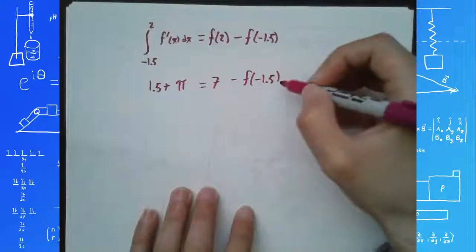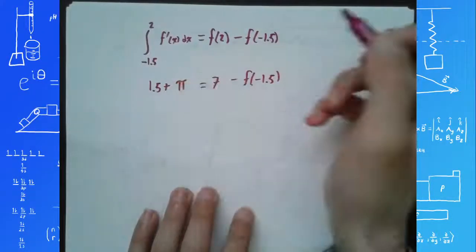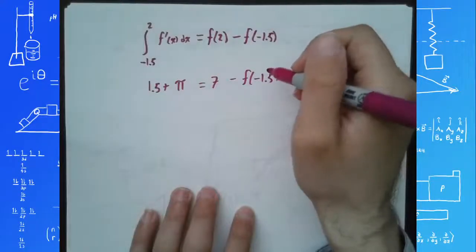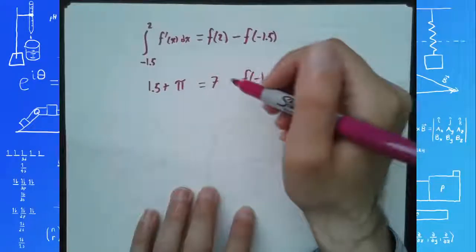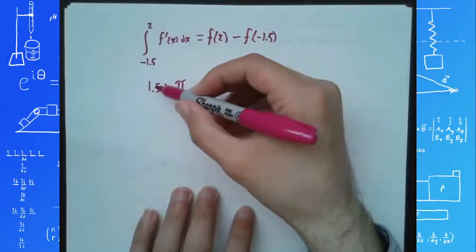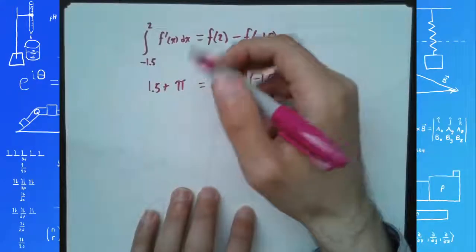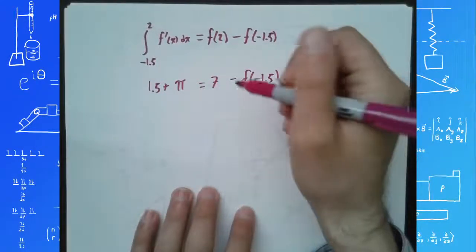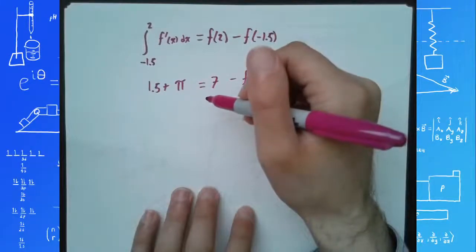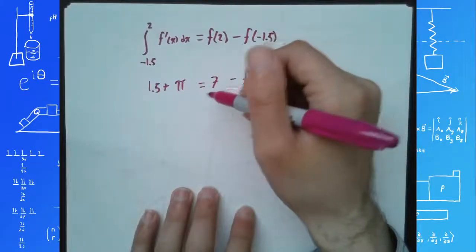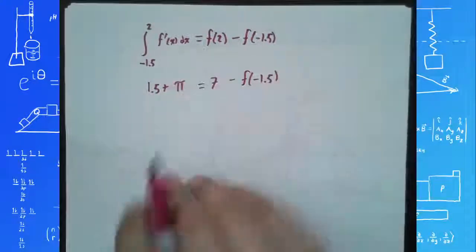The rest is just solving for f of negative 1.5. You know how to do that, it's simple algebra. I would add f of negative 1.5 over to the left side to get rid of the negative sign, and then subtract these over to the right. Don't plug in the value of pi. I would do 7 minus 1.5, whatever that is, and then that minus pi, and I would leave that as my answer.